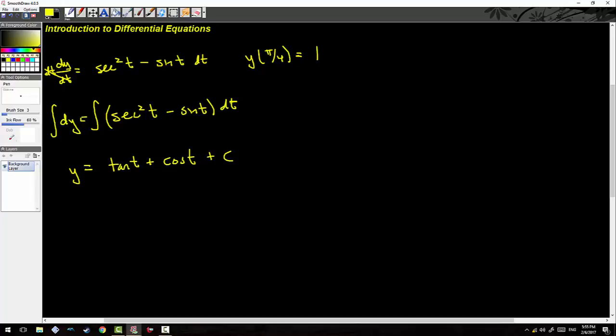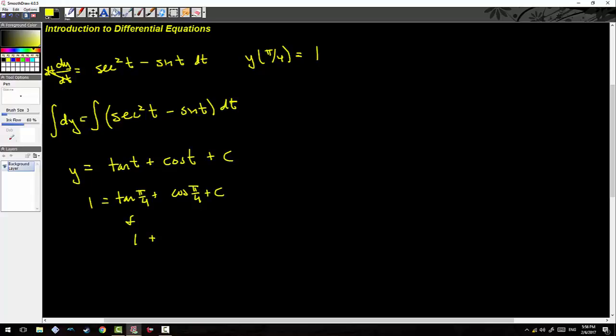Now again, I'm going to solve for this plus c, just like in the last problem with the velocity and the position. So I know that if I plug in a pi over 4 for these, so if I get tangent of pi over 4 plus cosine of pi over 4 plus c, I will get 1 as my y value. See, y of pi over 4 gives me 1. Plug in a pi over 4, get out a 1. Very cool. So tangent of pi over 4, a little bit of unit circle, 1.